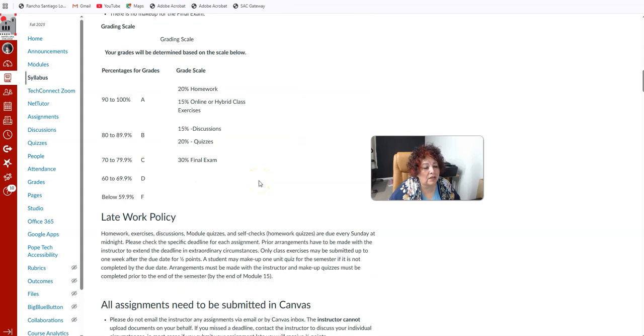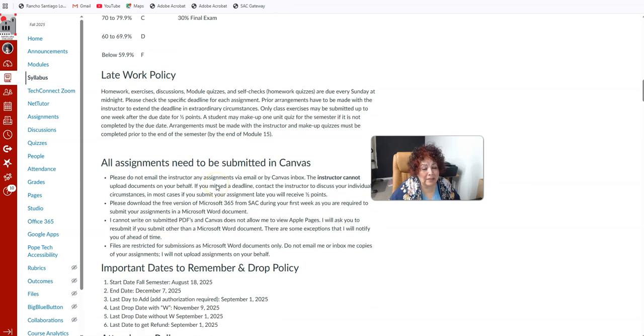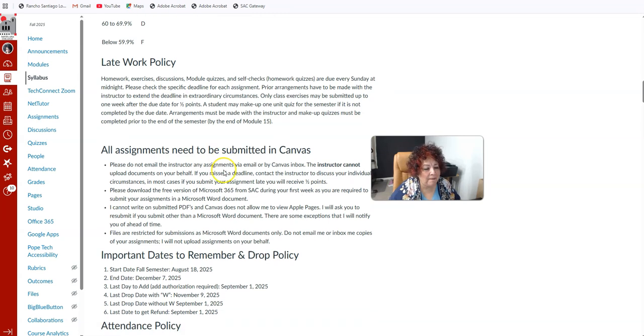The scale: 20% of the grade is based on your homework assignments, the class exercises 15%, 15% discussions, 20% quizzes, and again, you're provided with all the study guides, and 30% your final exam. Late work policy: life happens. Please communicate with me. I know there's still some COVID going around and other situations as well, so please let's have an open door policy, an open line of communication.